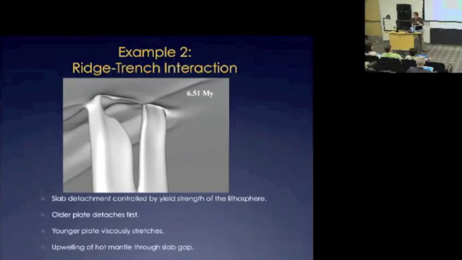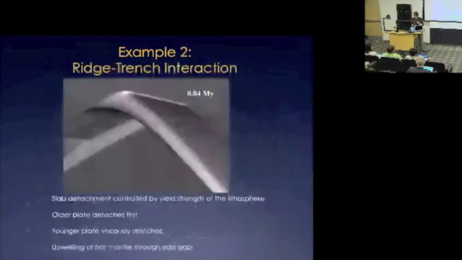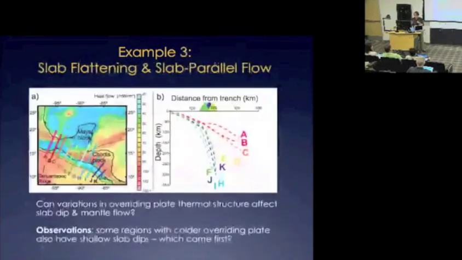So this was an unexpected result, and we found also that upwelling of hot mantle through the slab gap would produce the unusual volcanism that was found in Baja following the cessation of subduction.